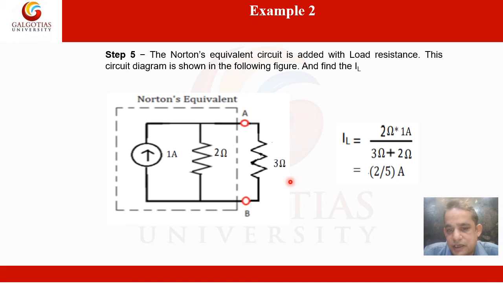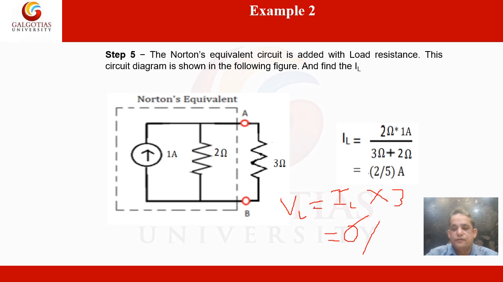If anybody asks to find the load voltage VL, we simply use VL is equal to IL into the load resistance. So it is 2 into 3 upon 5, which is 6 upon 5 volt. This is the load voltage value.